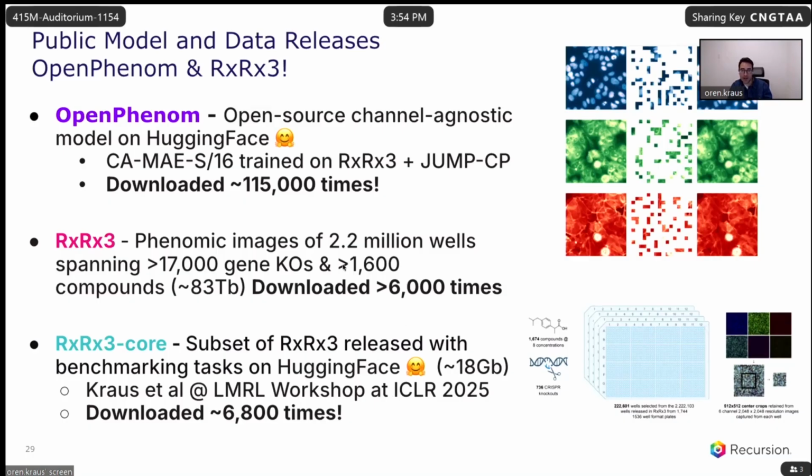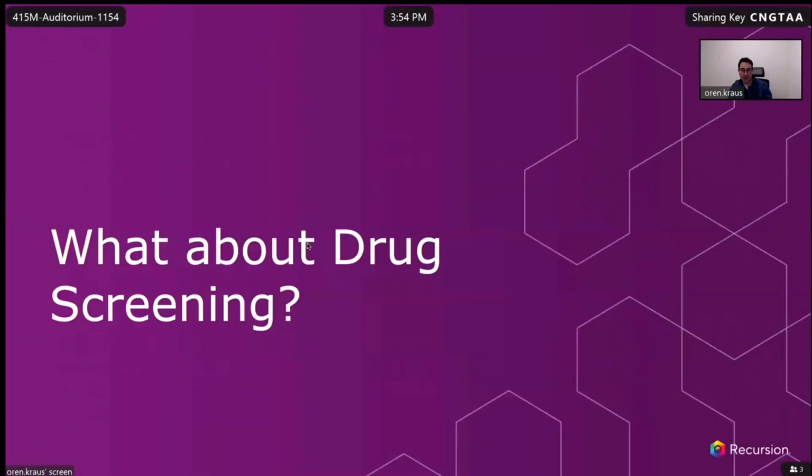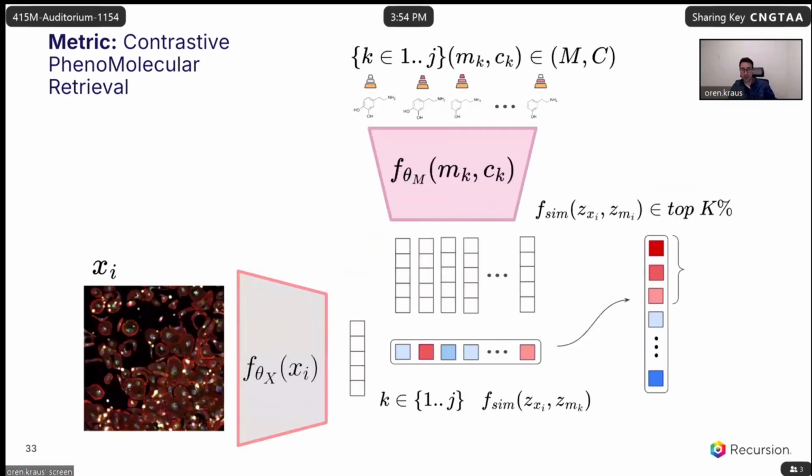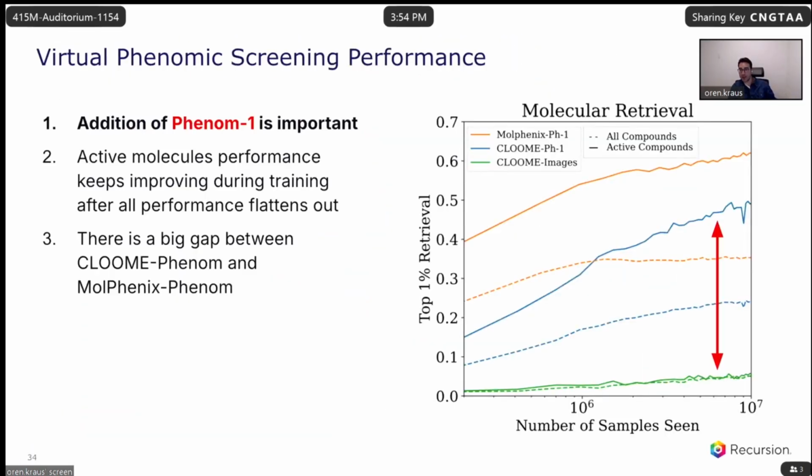I only have 1 minute left, so I might have to skip over the other application about virtual drug screening. But this was work that was done at Valence, where we combined graph encoder models, specifically one called GPS, with these Phenom-1 embeddings to be able to train contrastive models that can virtually screen compounds against phenotypic profiles. The takeaway there is that the foundation model for phenomics is a pretty key component in getting contrastive models to work with graph neural network-based approaches on molecules.